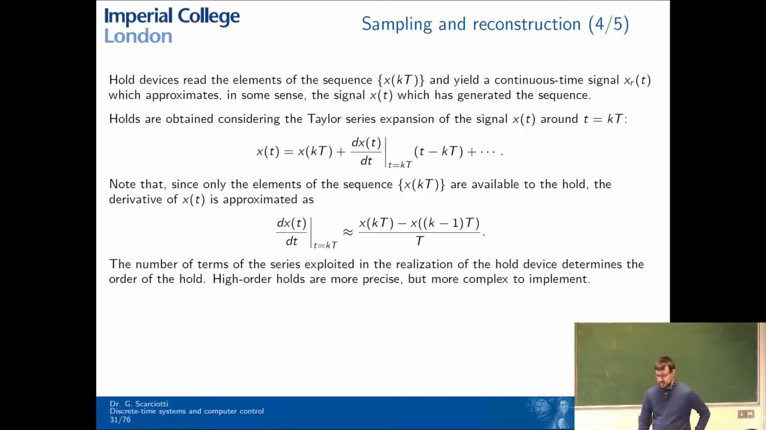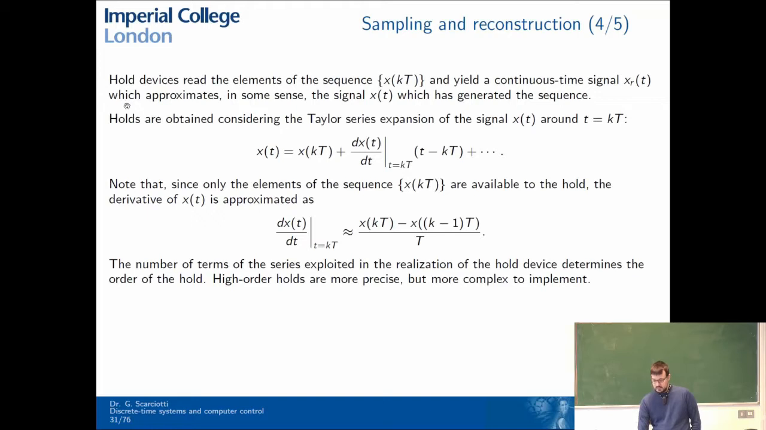This concludes the discussion about the Shannon theorem, and now we go to discuss another aspect of sampling and reconstruction, that is actually the hold devices that we are using in this course. So the hold devices, we have said, are actually approximations of an ideal filter. The ideal filter cannot be realized, as I just explained, so for this reason we use approximations. What are the approximations? How are these approximations obtained?